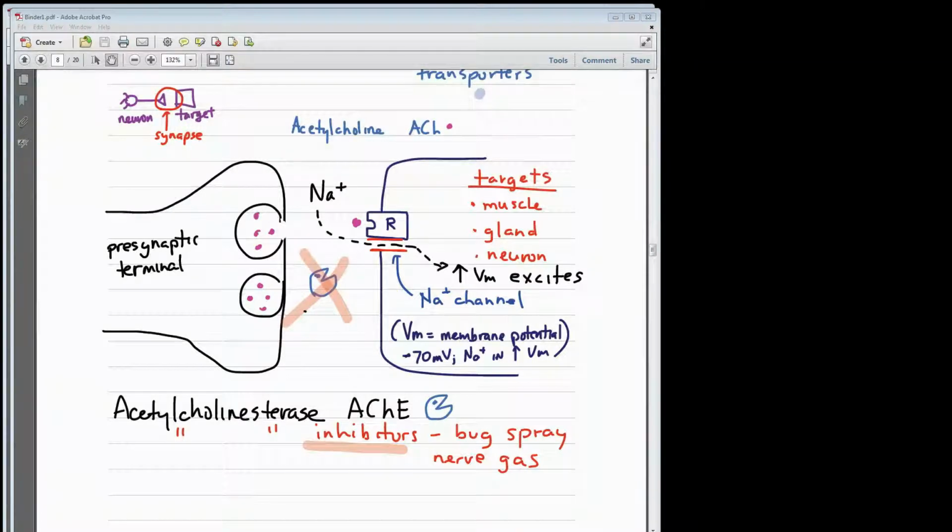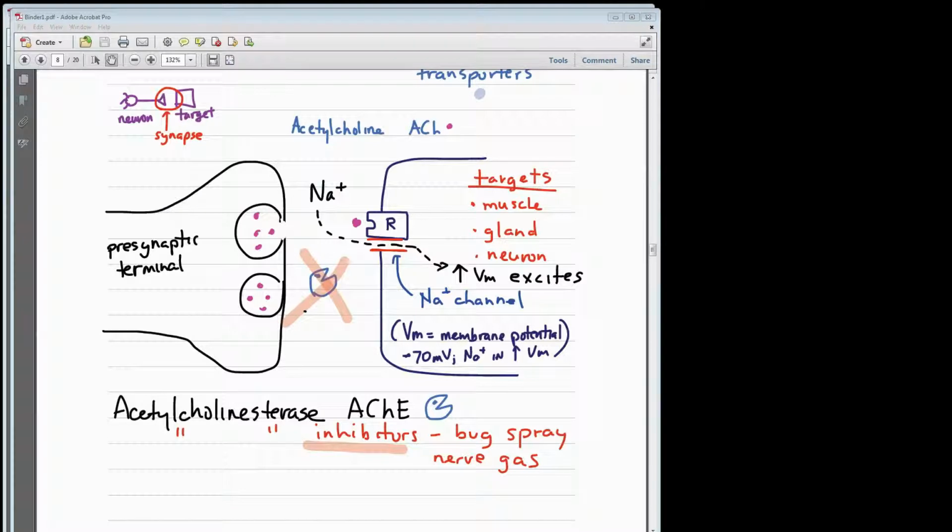Acetylcholine usually has targets of muscle, and then glands and other neurons. There's a lot of things that work with the nicotinic acetylcholine receptor. And we'll also go into the cell membrane potentials and other stuff. Oh, yeah, inhibitors. That's a big portion. I saw a lot of people screw this up, so don't screw it up on the exam.